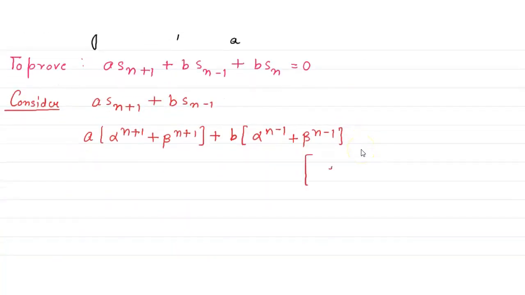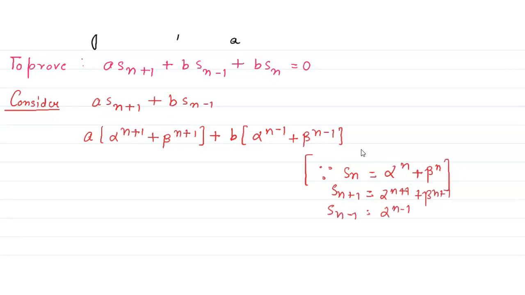Since Sn is equal to alpha^n plus beta^n, so what we can write? Sn plus 1 is equal to alpha^(n plus 1) plus beta^(n plus 1), and Sn minus 1 we can also write as alpha^(n minus 1) plus beta^(n minus 1), right? So we used this.